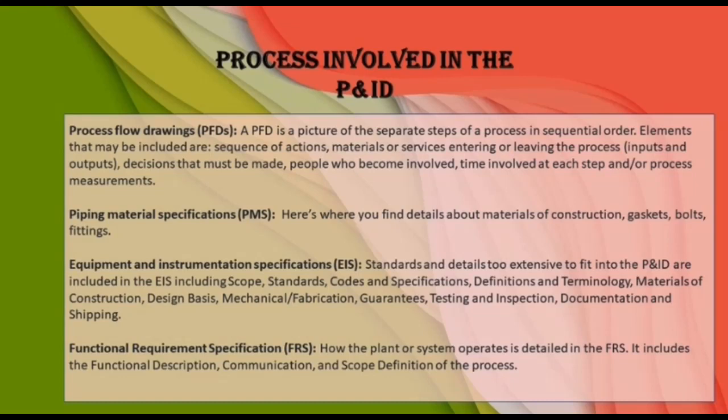Okay, the last step of the process in the P&ID is the functional requirement specification. How the plant or system operates is detailed in the FRS, including functional description, communication, and scope definition of the process. Okay, that's all from me. I will pass to my team members.